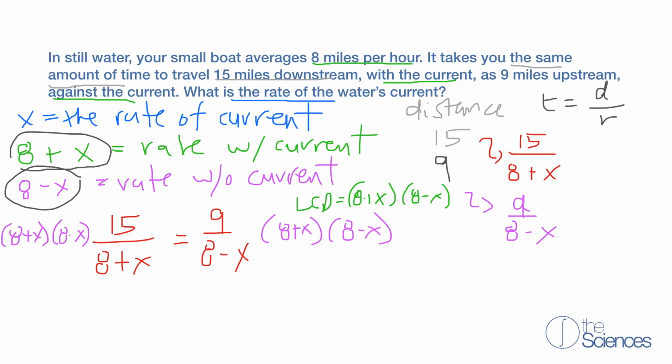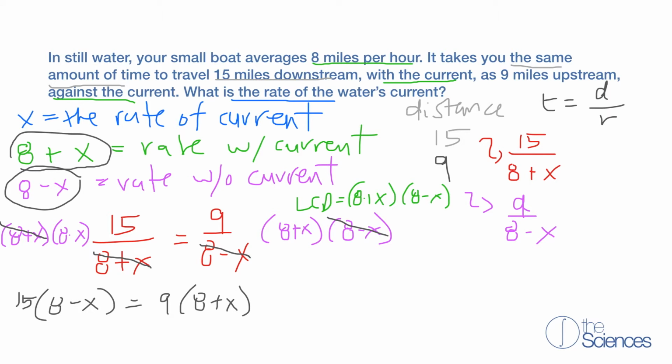So now we're going to cancel out our like terms. Here we have 8 plus x, and here we have 8 plus x. Here we have 8 minus x, and here we have 8 minus x. So now what we're left with is 15 times 8 minus x equals 9 times 8 plus x.